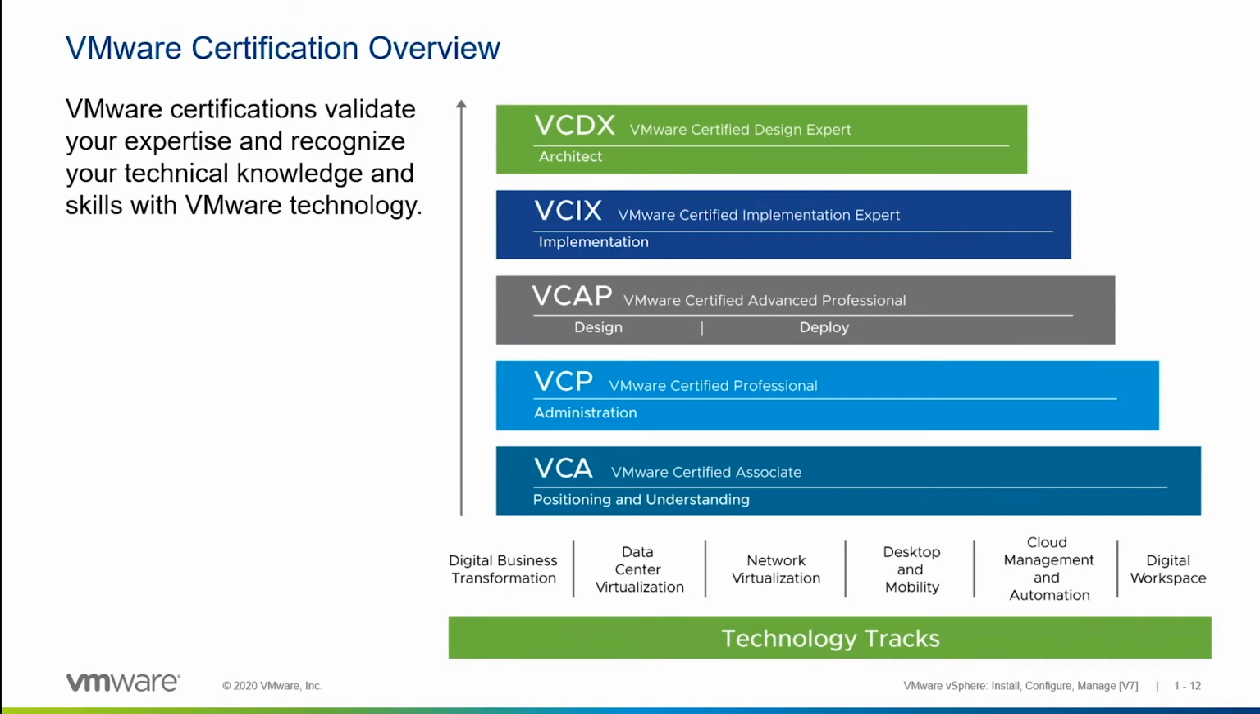Know that as we have different types of products at VMware, we have different tracks along that certification. You happen to be here in the data center virtualization track. A certification as what we call a VMware Certified Professional is really our level 2 certification, which is where you want to start if you want to be a technical administrator. The VCA is really about positioning and understanding what each of the products are. You're at a higher level than that.